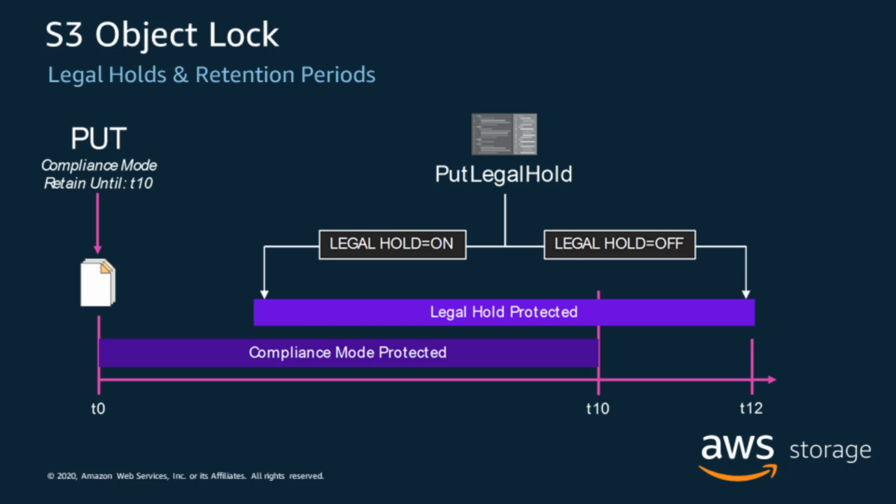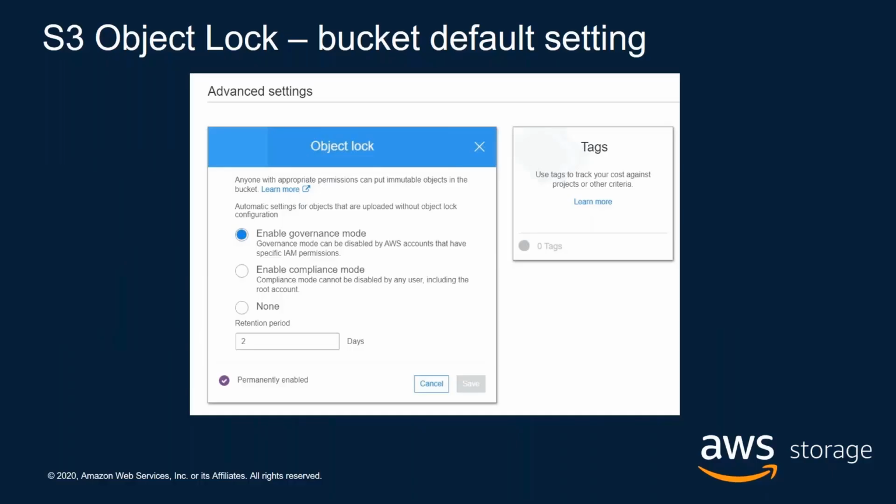Next, we will see how to apply an object lock as a bucket default setting. When you use the default bucket object lock setting, you don't specify a retain until date. Instead, you specify a duration in days for which every object version placed in the bucket should be protected. In this slide, we have set up a retention period to 2 days from now. When you place an object in this bucket, S3 will calculate a retain until date for every new object version in the bucket.